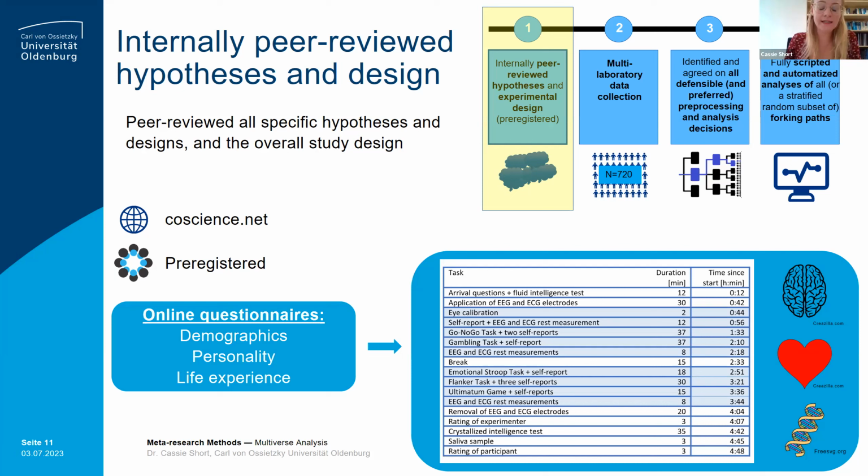The procedure is that the participants first completed the questionnaires online, and then they came to the lab and took part in an EEG study where we measured neural responses to a variety of different tasks. And we also measured ECG, and those who wished or agreed to gave a saliva sample.